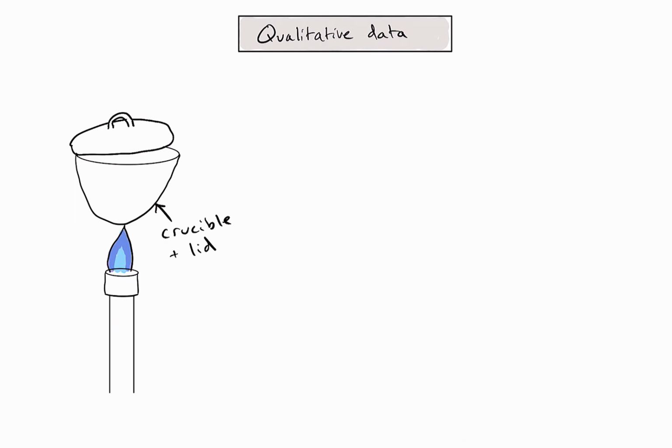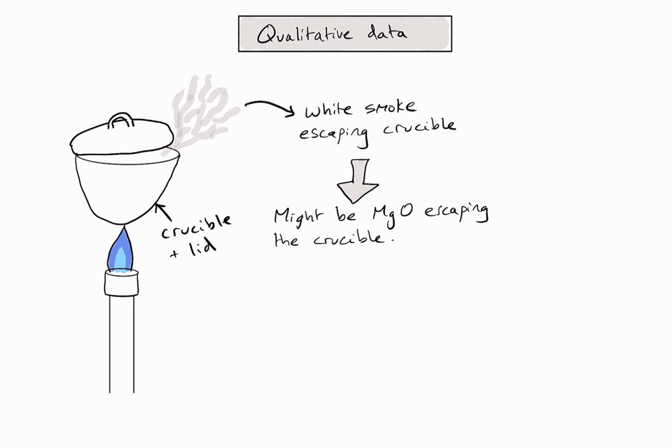And when you do that, you might notice a white smoke emerging from the gap. And this might be an important qualitative observation to record. And why might this be important? Well, we know that magnesium oxide is a white powder, so this white smoke might well be magnesium oxide particles leaving the crucible, and this is then going to affect the mass of magnesium oxide remaining in the crucible after I've finished heating. Specifically, the mass of magnesium oxide that I record is going to be lower than expected because some of it seems to be escaping.